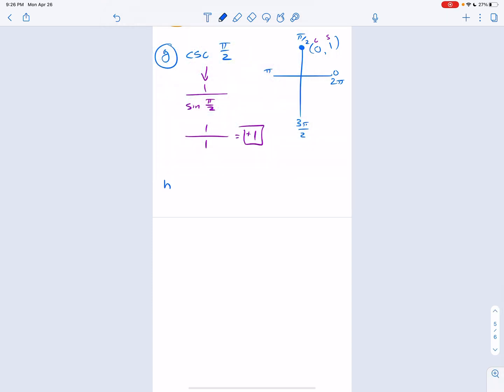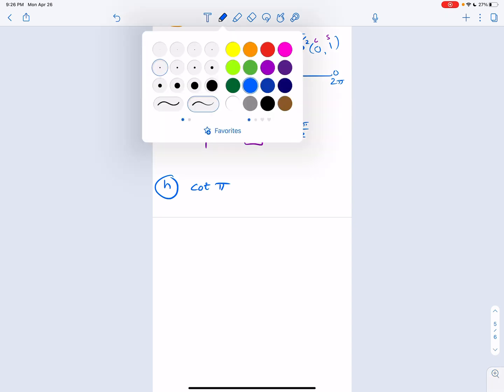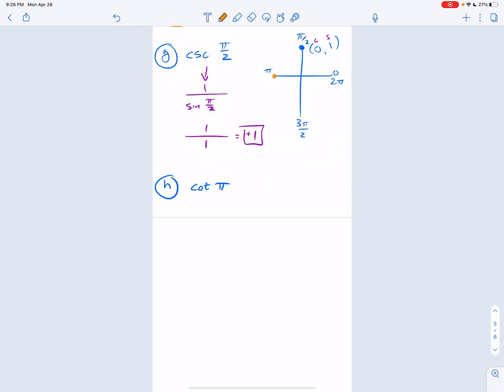Okay, let's do one more. Let's go ahead and do cotangent of pi. Press play when you're ready. I know that pi is to the left. I'm going to use the same graph here. So that means the coordinates there, even if you didn't know the unit circle, that's left 1, so negative 1, not going up or down. So negative 1 comma 0.